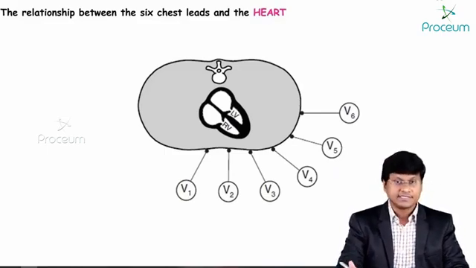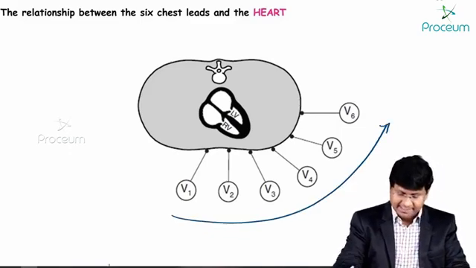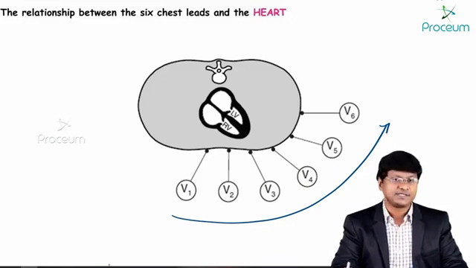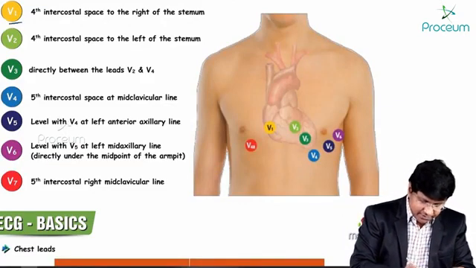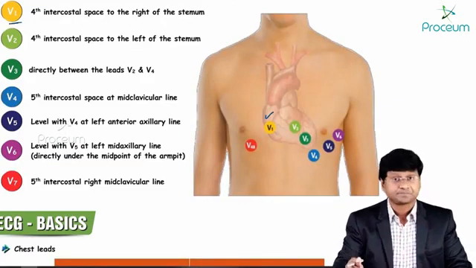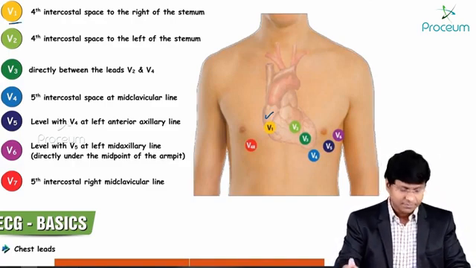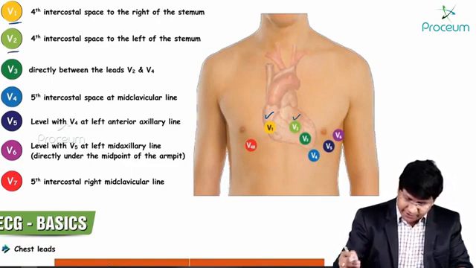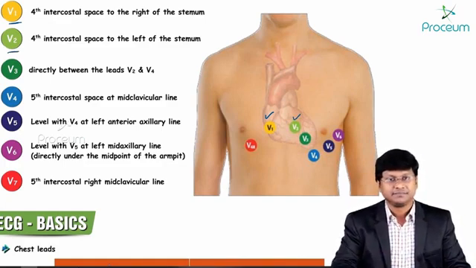Now you take the chest lead. How do we place the chest leads? This is how we place the chest leads over the chest. But you need to know in which intercostal spaces they are being placed. Let me show you the image. So you take V1. V1 is placed in the 4th intercostal space to the right of the sternum. V2 is placed in the same 4th intercostal space but to the left of the sternum.